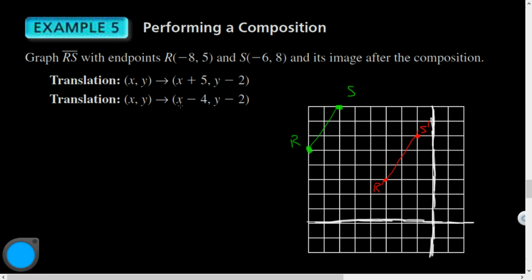We'll use blue, I guess. So from R prime, go left 4, 1, 2, 3, 4, and down 2, 1, 2. So here's R double prime, right? And for S prime, left 4, 1, 2, 3, 4, and down 2. Here is S double prime. And the end result is going to be congruent to my starting segment, since it's a rigid transformation.